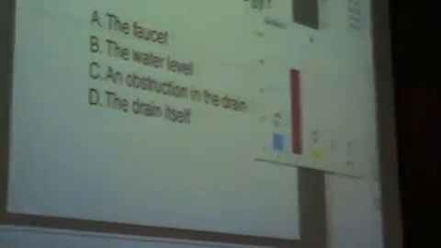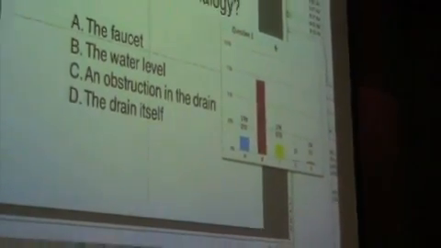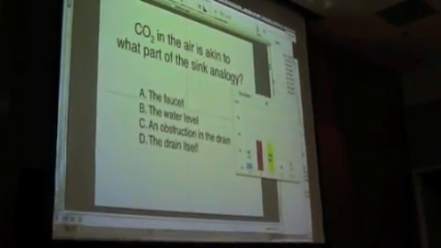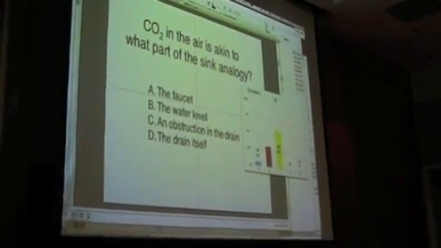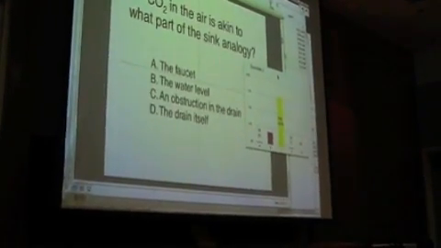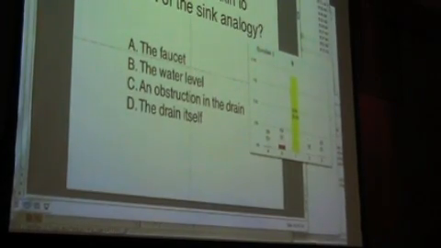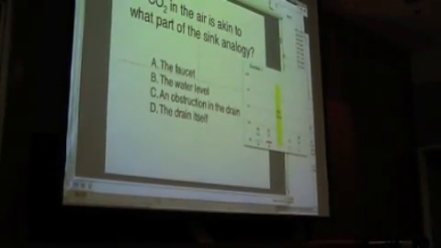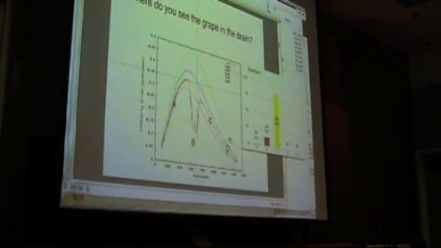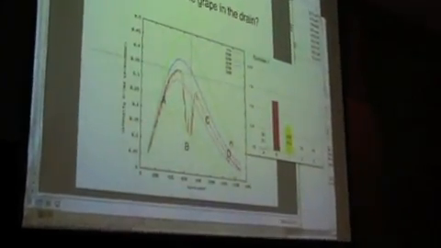Okay, so CO2 in the air is akin to what part of the sink analogy? Would it be the faucet, the water level, an obstruction in the drain, or the drain itself? And it is, in fact, an obstruction in the drain. You are absolutely right. So, the next obvious question is, where do we see the grape in the drain? Sorry, I've been doing cucumbers with you, and I did grapes last year, so we just have to deal with that cognitive dissonance. Where do we see it?